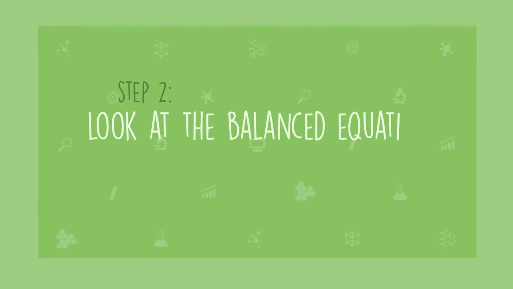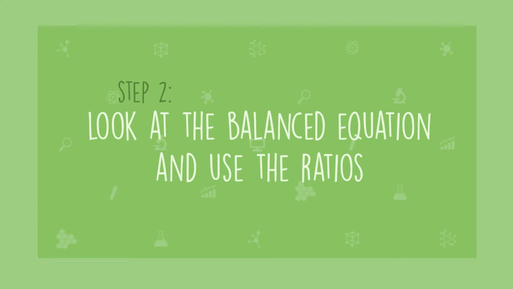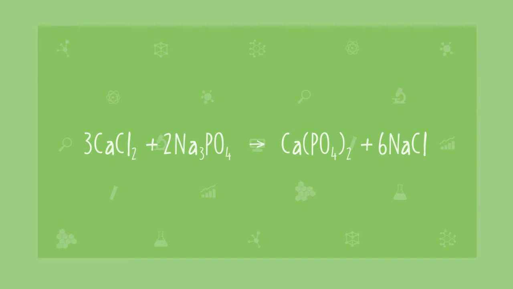Step 2 is to look at the molar ratio, which just means look at the coefficients and their proportions. In this example, we want to know how much calcium phosphate we can make from 200 grams of calcium chloride, or 1.8 moles of calcium chloride. Looking back at our balanced equation, we can see that 3 moles of calcium chloride gives us 1 mole of calcium phosphate. So the ratio or proportion has to stay the same.